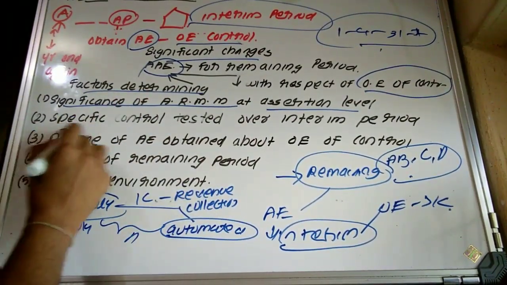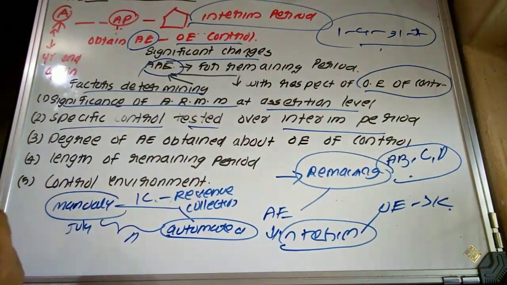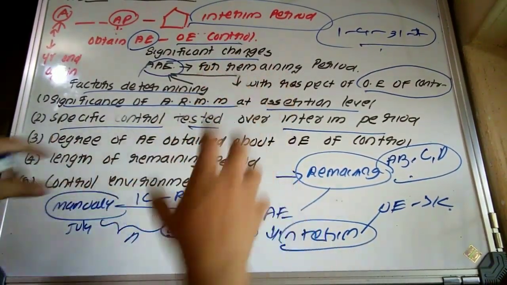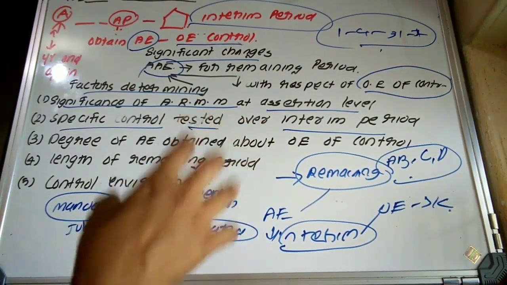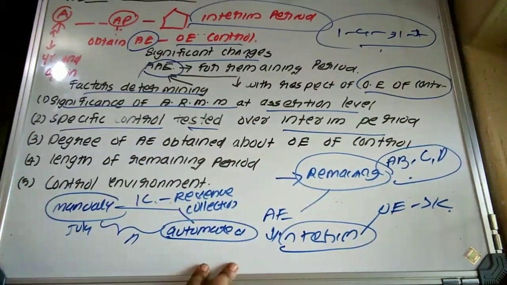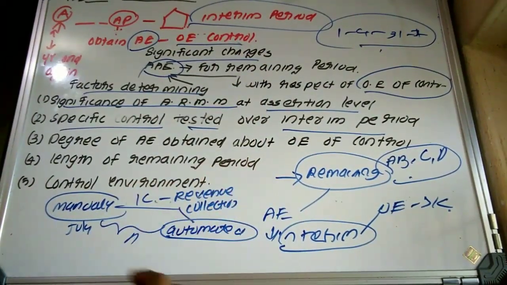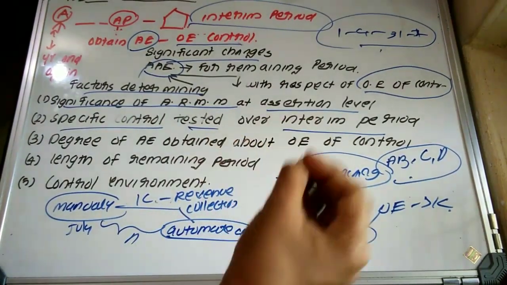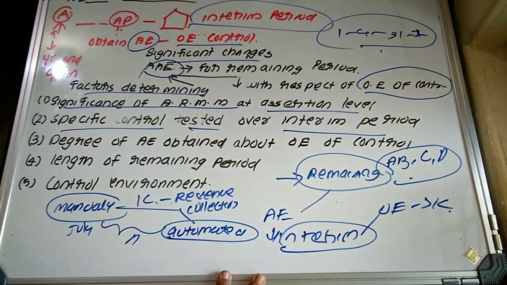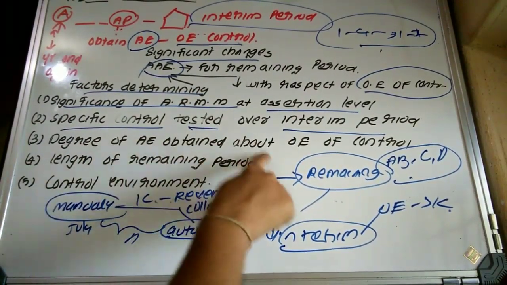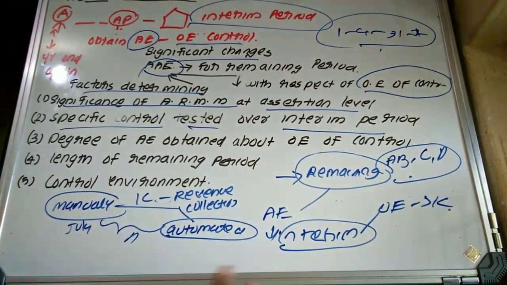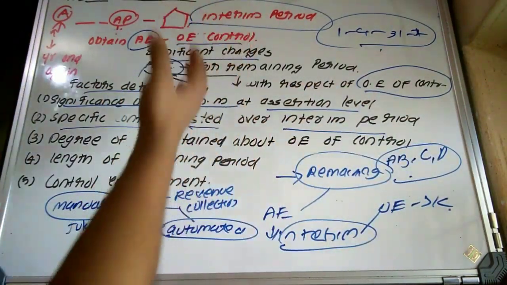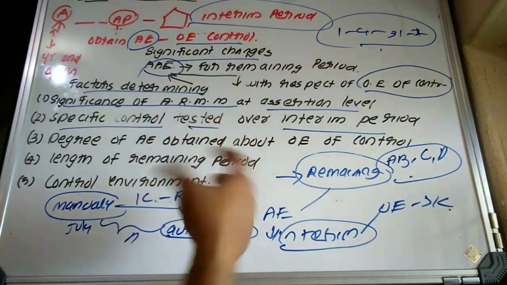Then, the specific control tested over the interim period. I have already explained that. For the procedure performed during the interim period, the auditor has to determine whether he has tested any specific control, for the purpose of obtaining audit evidence. Then the degree of audit evidence obtained about the operational efficiency of the control. This is a case where the auditor who audited the interim period is again coming to determine the operational efficiency for the remaining period.